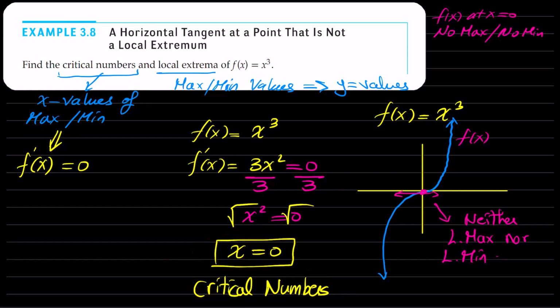But now if we compare the critical number that we got with the graph of the function f of x, which is x cubed, here there is no maximum and no minimum. So there is a critical number, but this critical number is not considered a maximum or minimum because there is a horizontal tangent at that point.